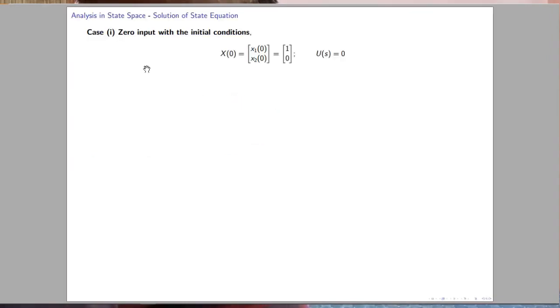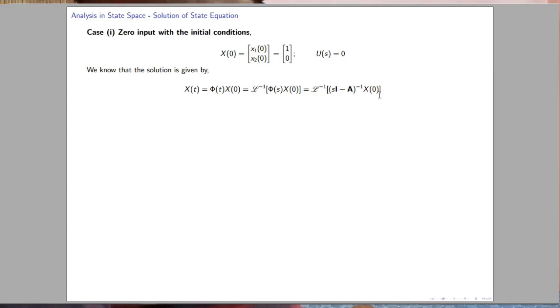The first case is, as I said, zero input, only initial conditions. Input is 0, that means V of s is equal to 0, and the initial conditions are 1, 0. So we know the solution is x of t is equal to phi of t into x of 0. That is nothing but the inverse Laplace transform of phi of s into x of 0. That's what we saw just now. And it is the inverse Laplace transform of (sI minus A) inverse into x of 0.